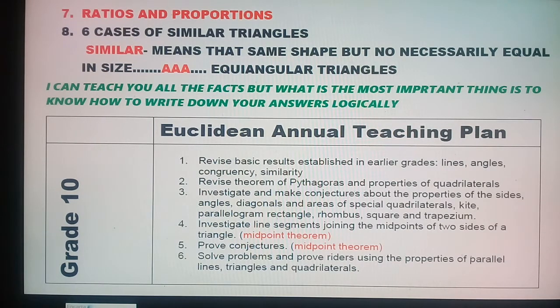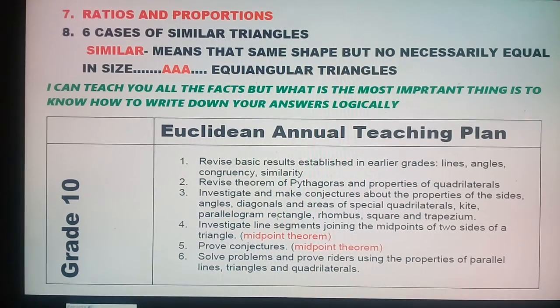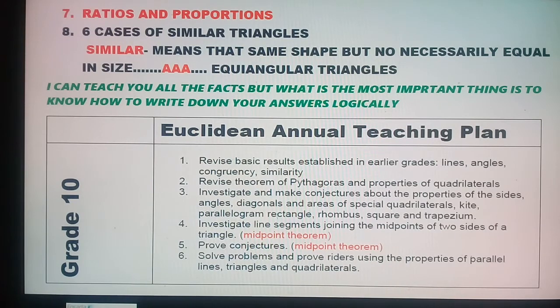Wow, how nice. We have to know that in Euclidean geometry, you may be able to know all the important facts, able to find all the important angles. But what is the most important thing that you have to know? You have to make sure that you are able to write a proof logically. Don't just get excited about being able to find all the answers. You have to know how to write proof on those theorems.